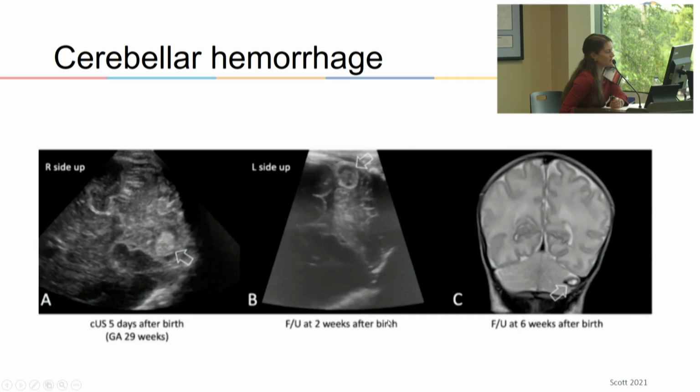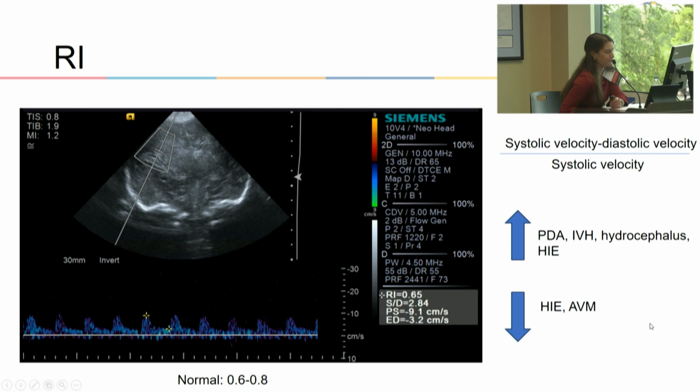Cerebellar hemorrhage is another common complication of preterm birth. And so this is just an example of what it would look like on head ultrasound. So look at that mastoid window and you can see a hyperechoic circular region. And, depending on which side is up, which mastoid window you look at, it might be on either side. And that was an example of what it looked like at MRI.